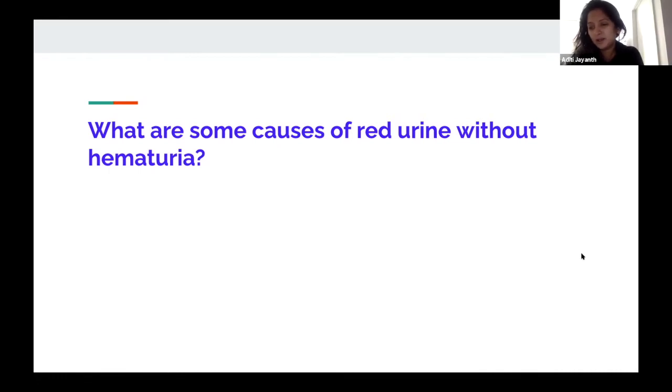Anything else you guys can think of? Porphyria. Okay, that's an excellent thing to think of as well. Good. Anyone else? Okay, so the list is fairly extensive, so let's take a look.